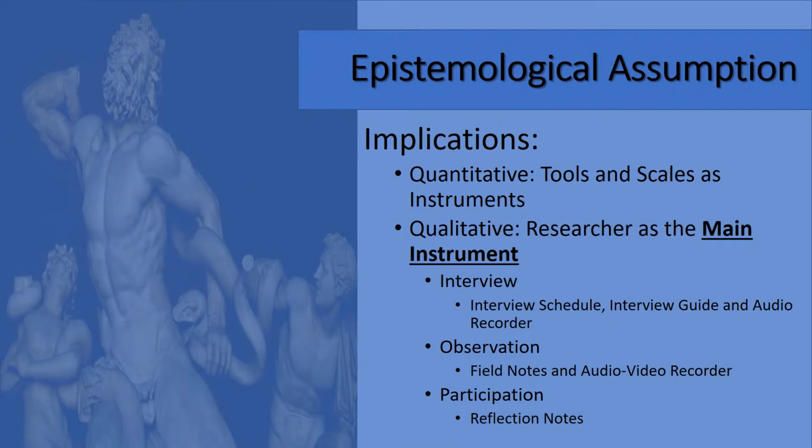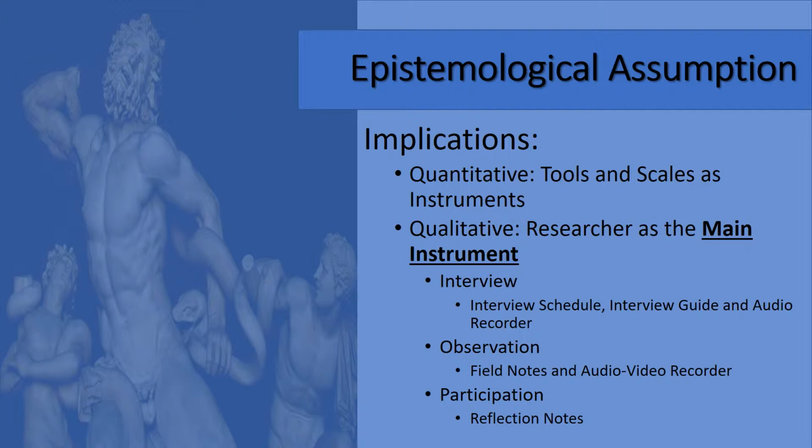In quantitative studies, we utilize tools and scales as instruments. This makes the researcher more objective. However, in qualitative study, it's different because we are the main instrument of the study. This is because we conduct the interview, observation, and participation.